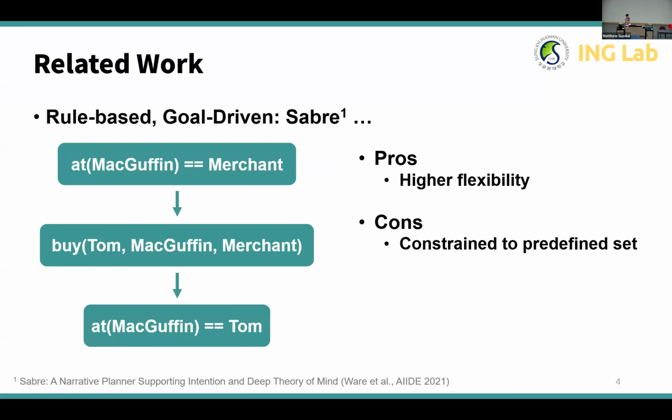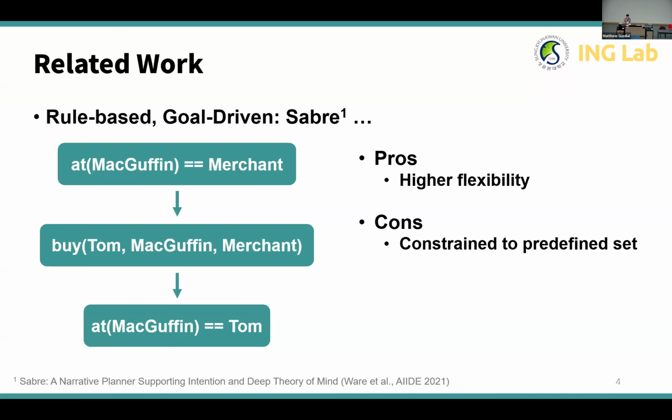And there is another approach. It is the rule-based, goal-driven approach. The best example would be Sabre. In Sabre, the narrative planner predicts a sequence of character actions that fulfill both narrative and character goals. Here is an example.